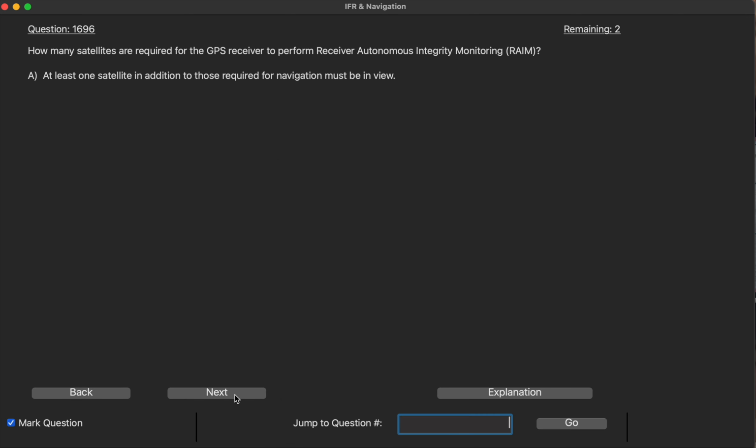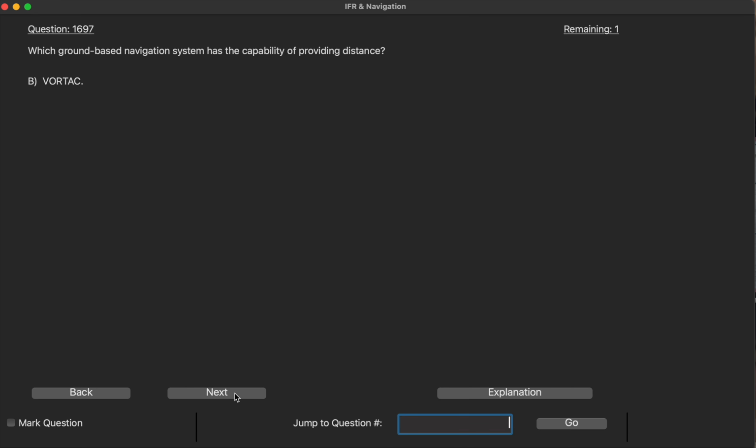How many satellites are required for the GPS receiver to perform receiver autonomous integrity monitoring, RAIM? At least one satellite, in addition to those required for navigation, must be in view. Which ground-based navigation system has the capacity of providing distance? A VORTAC.